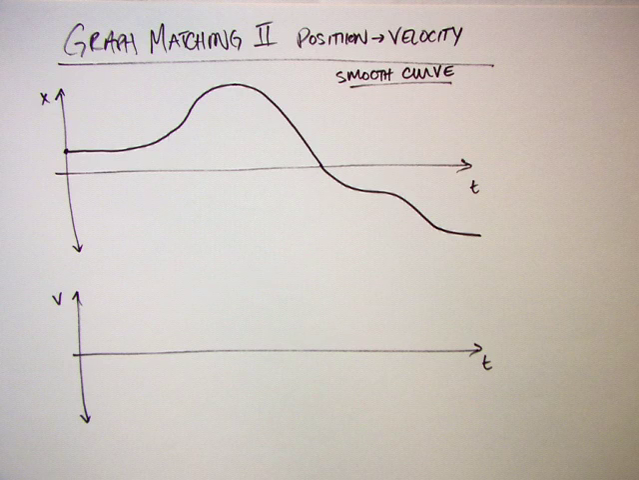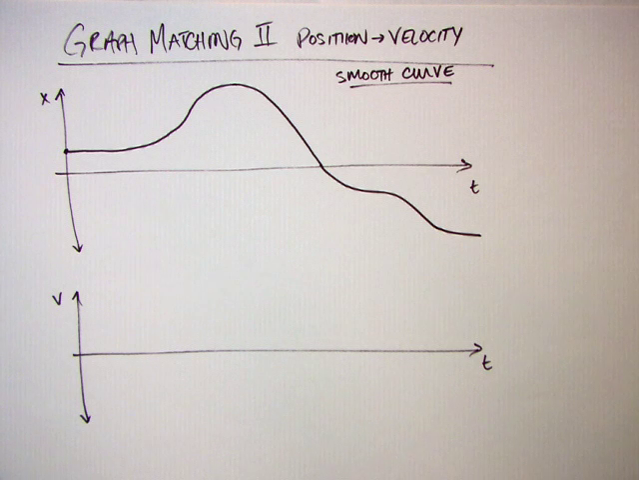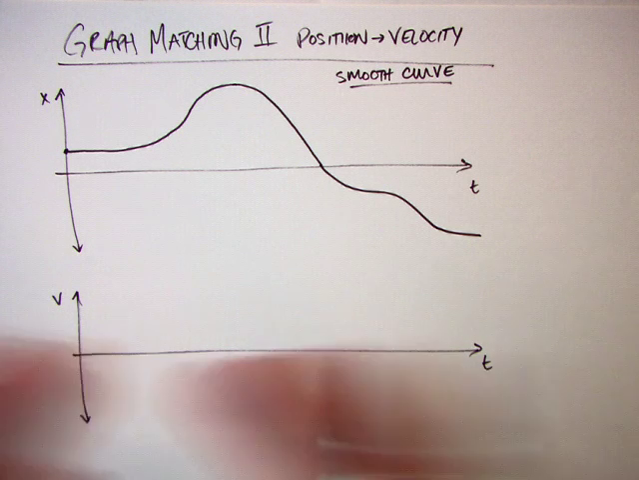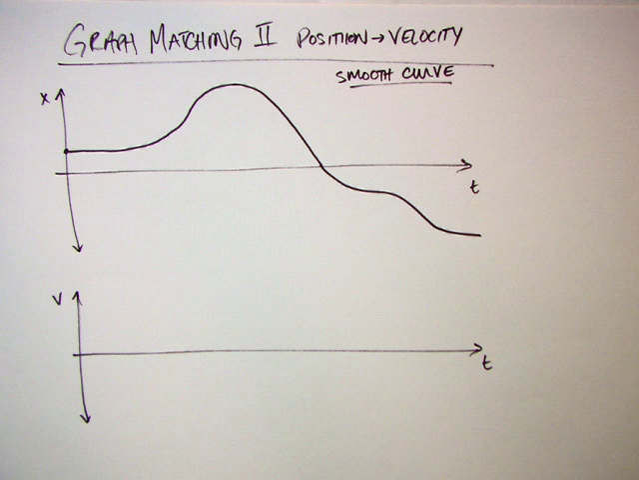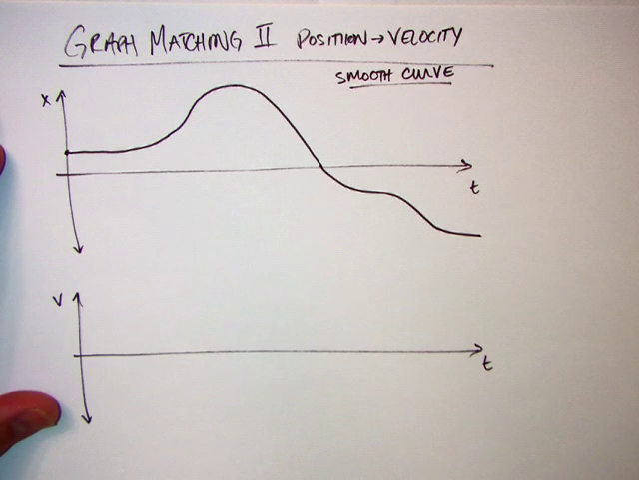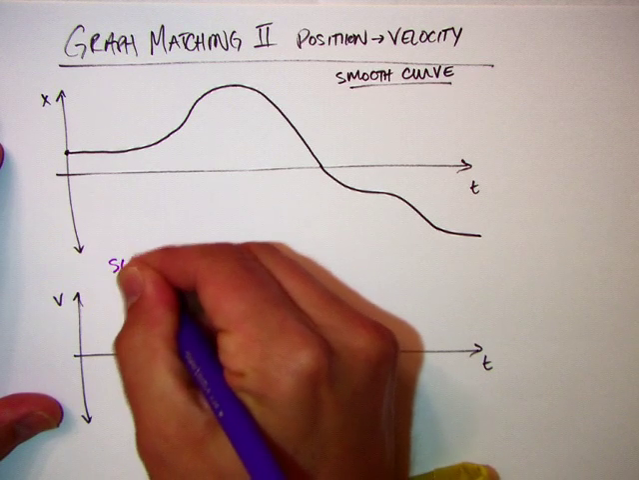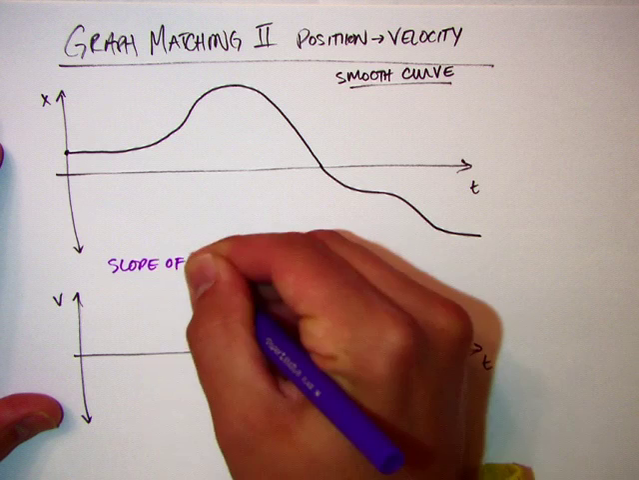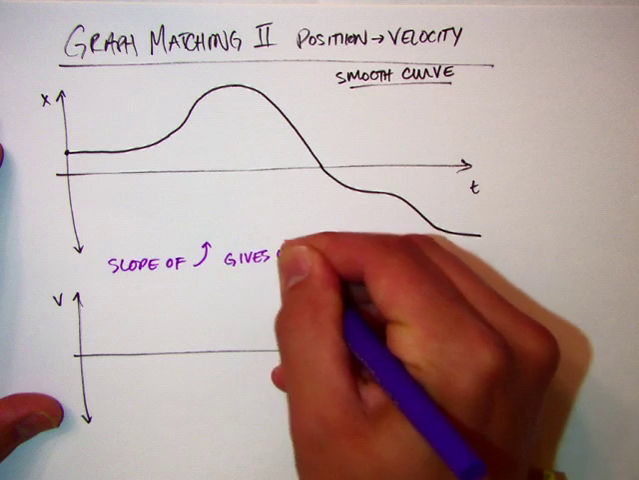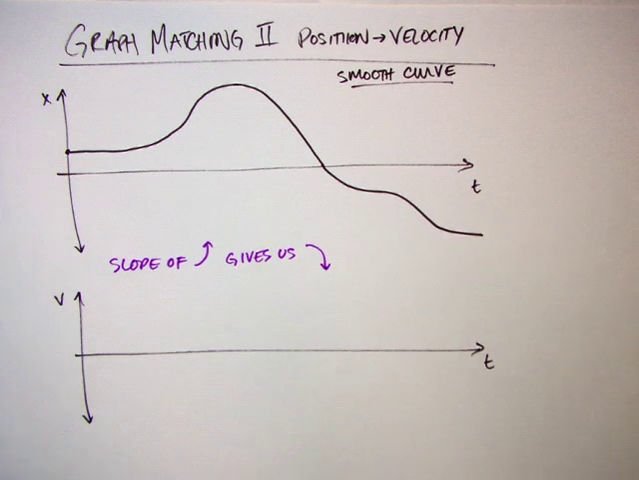Okay, in this video we're going to go back to some more examples of matching position time graphs to velocity time graphs. So the first one I have here, oftentimes we see it as just a whole long progression of motion, a big long x versus t graph. The key point to remember is the slope of this graph gives us this graph.